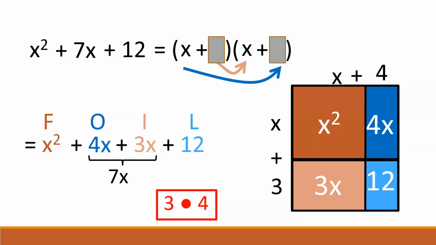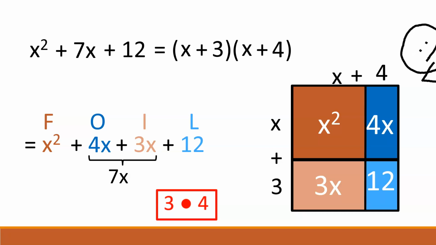That means we've got our two binomials figured out. x plus 3 is one of our binomials. x plus 4 is the other one, and if we multiply those together, we get back to the x squared plus 7x plus 12. Yeah, it's just a puzzle, right? You try all the pieces, you find the ones that work.